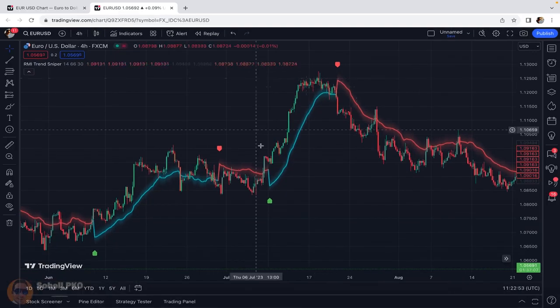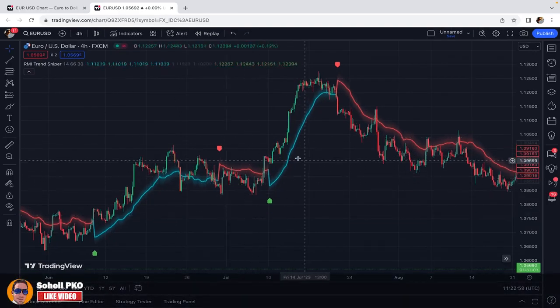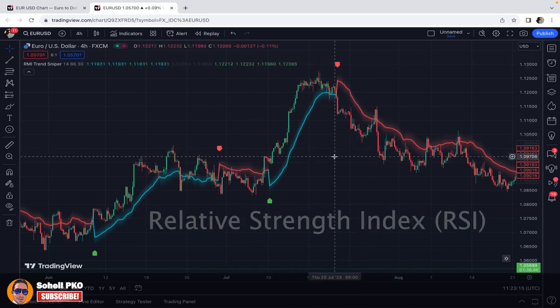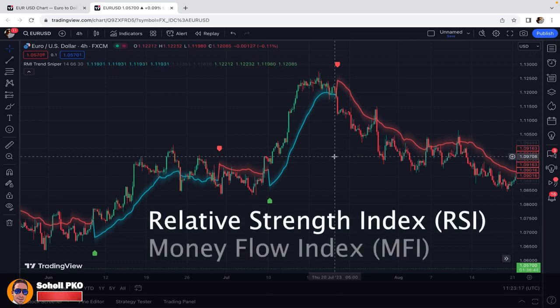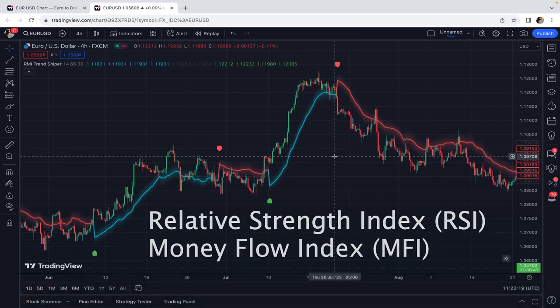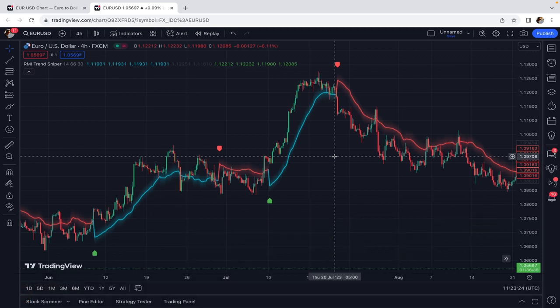Alright, this is the indicator, and as you can see, it's overlaid on the price chart similar to a moving average with these labels that are actually buy-sell signals. This indicator is built based on RSI, Relative Strength Index, and MFI, Money Flow Index, and by combining both price and volume, it provides a perfect view of momentum strength, and so helping us in identifying trends and potential buy-sell signals in the market.